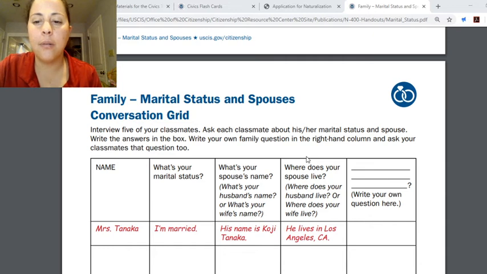For example, let's look at Mrs. Tanaka. Her name is Mrs. Tanaka. What is her marital status? She's married. What's her spouse's name? His name is Koji Tanaka. Where does her spouse live? He lives in Los Angeles, California.